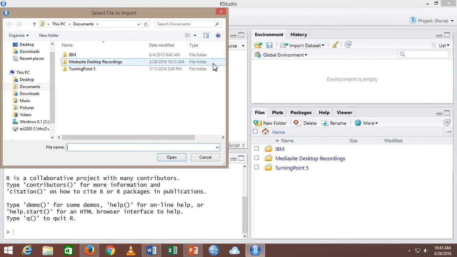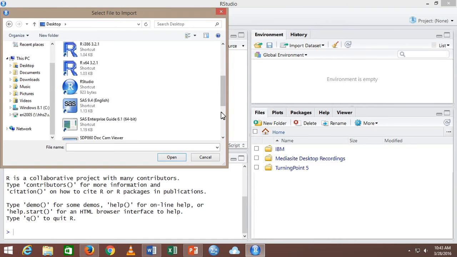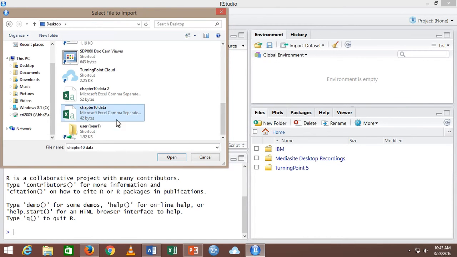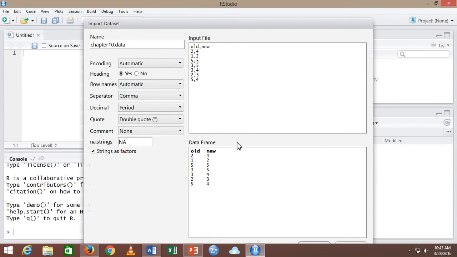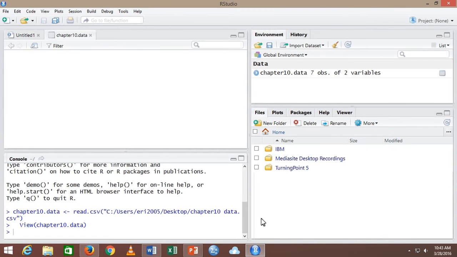There we go. So I'm going to go import from text file. Where did I hide it? The desktop, I think. Chapter 10 data. You can call it whatever you want. Okay, but it should have a header, so you have them next to each other. You want to keep them next to each other. You don't want to stack them. And we're going to hit OK.